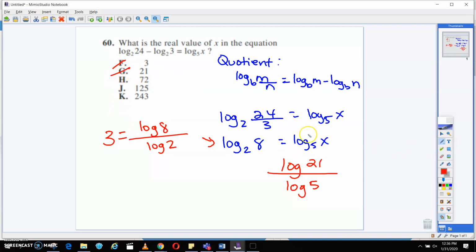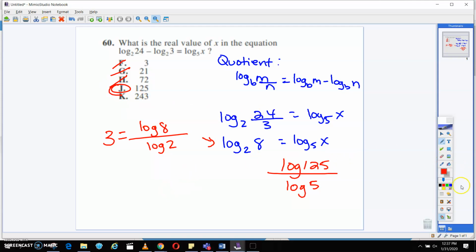No, it doesn't. Okay, so let's try plugging in 72. Does that give us 3? No. Okay. Let's try plugging in 125. Does that give us 3? Yes, it does. You could have just done 5 to the 3rd power.